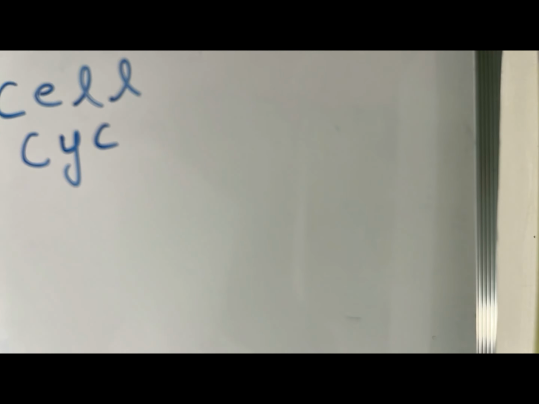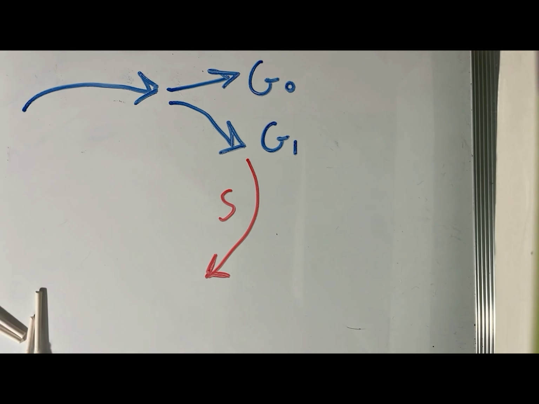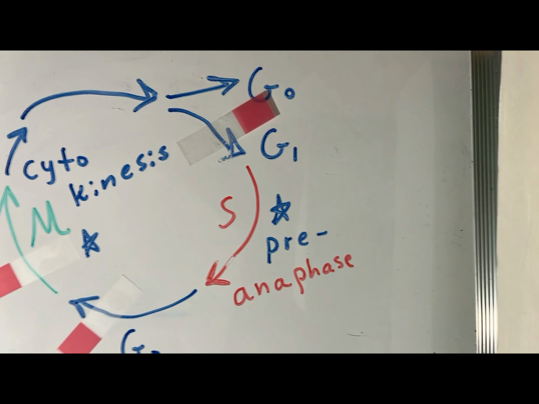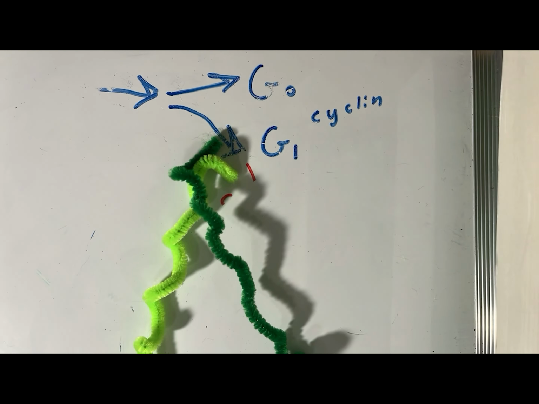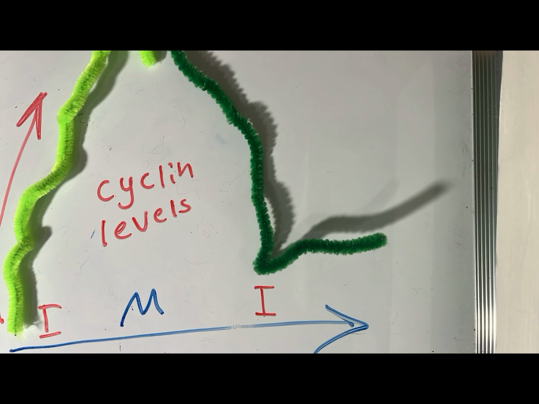Here's a quick overview of the cell cycle in just a diagram format. So G0 or G1, and then if G1, then to S, then to G2, then to mitosis, then to cytokinesis, and then the cycle repeats. And then the red sticky notes represent cyclins, which regulate the cell cycle at different checkpoints, and the levels of cyclin are the highest at mitosis, as seen here.